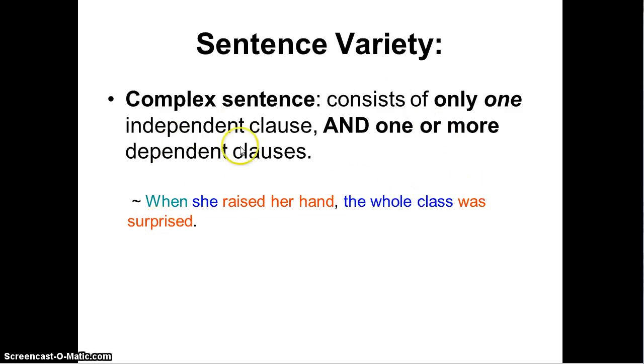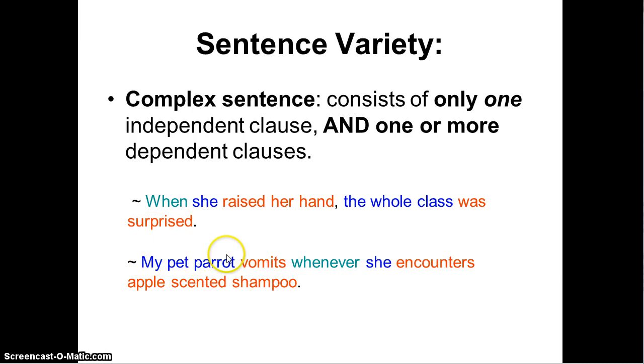Remember, a dependent clause is a clause that contains a subject and a predicate, but also contains a subordinator, a subordinating conjunction in this case. So here we have our dependent clause, when she raised her hand, which depends upon something else completing it. The whole class was surprised. Here's another example. My pet parrot vomits whenever she encounters apple-scented shampoo. We have our independent clause, my pet parrot vomits. This is what she does. And we have our dependent clause, she encounters apple-scented shampoo, subordinated by whenever.